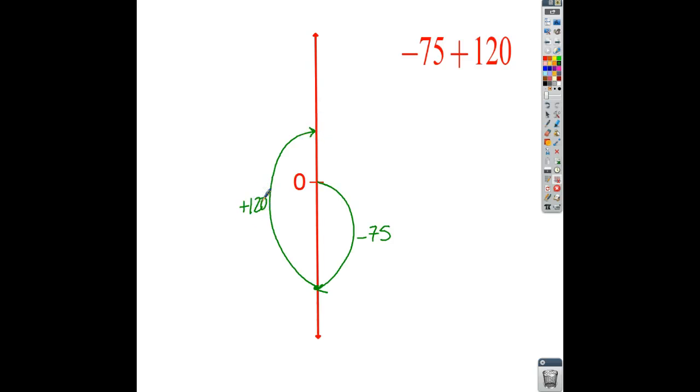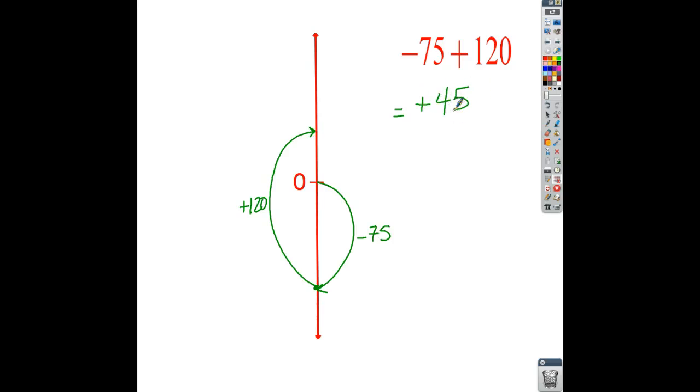So if I go down 75 and then up 120, I'm going to end up above where I started, which means my answer here is going to be a positive number. Okay, and in fact, how much did I go up? Well, I'd have to go 75, right? And then after I've gone 75, I'm going to have to go up to 120. So that means I'm going to have to go up another 45, okay? I'm going to have to go up another 45.